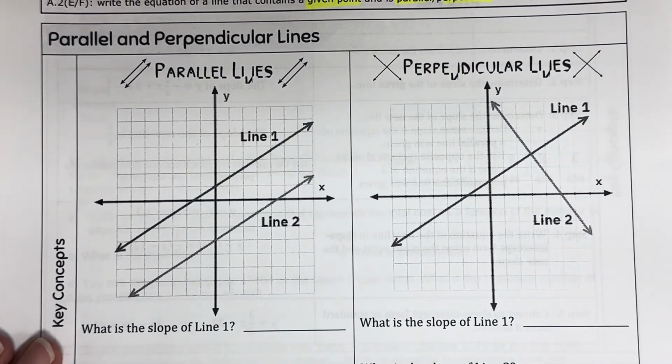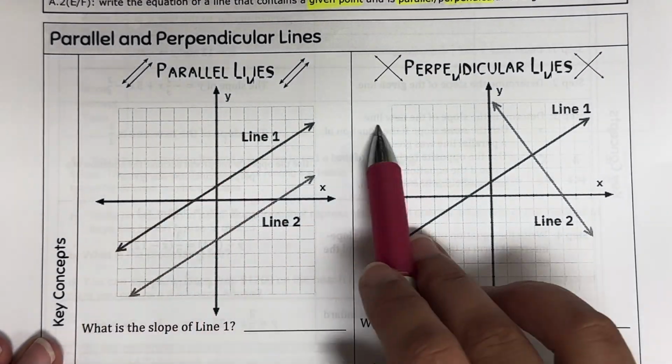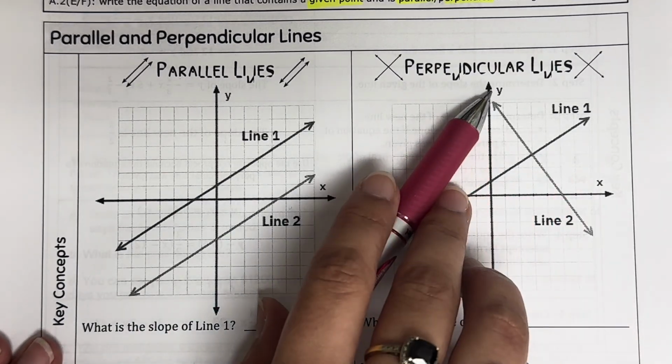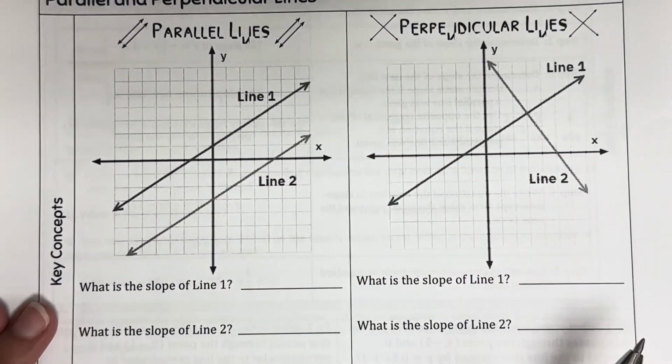You have two different types of lines over here. Parallel lines running side by side. Perpendicular lines crossing each other at 90 degrees.